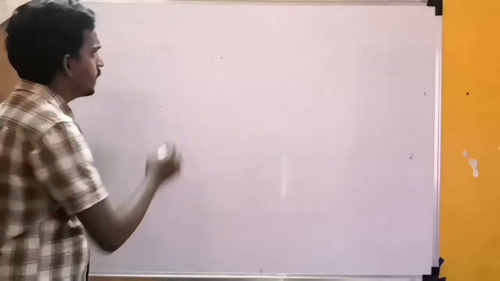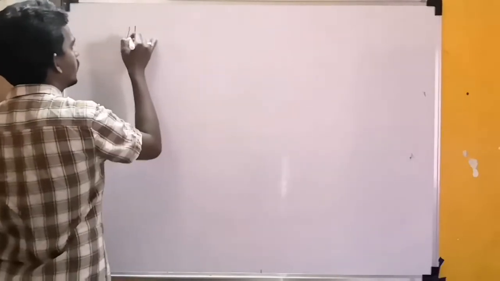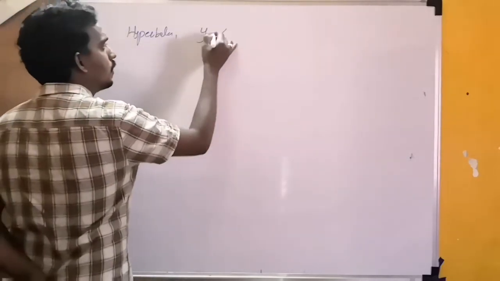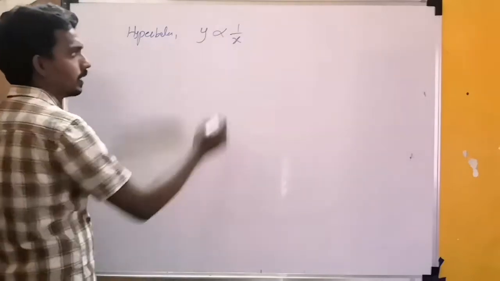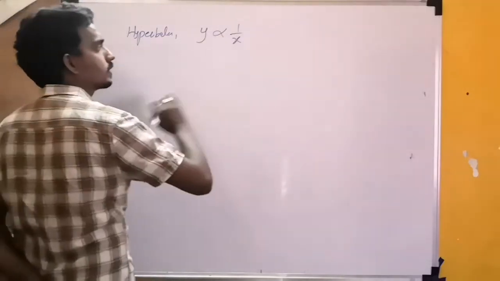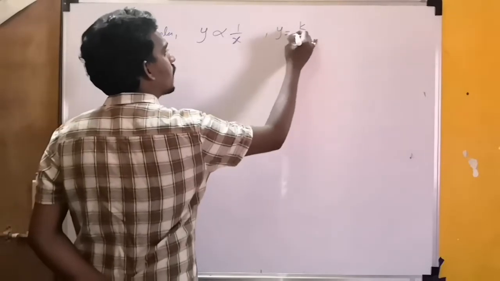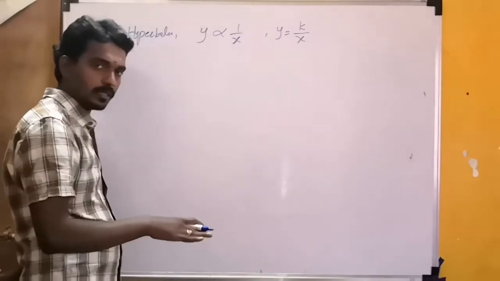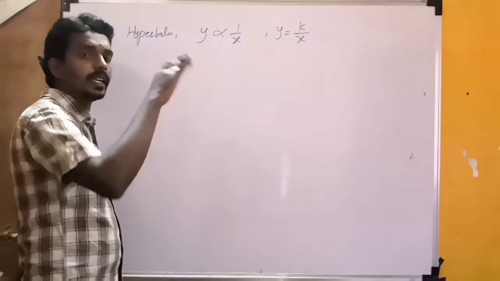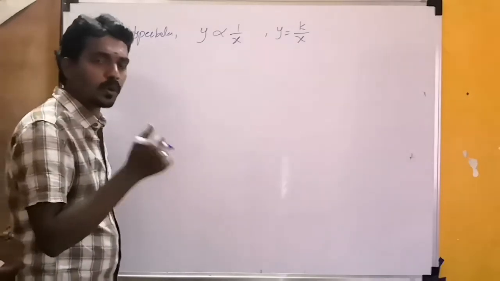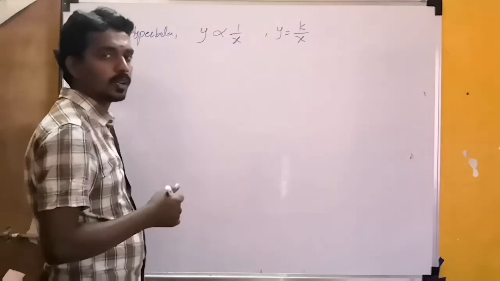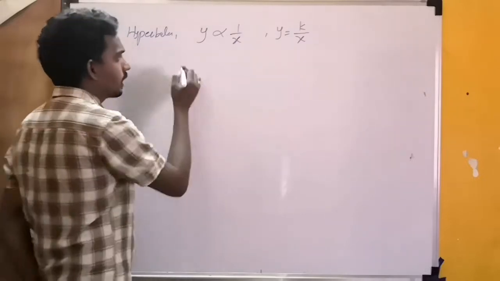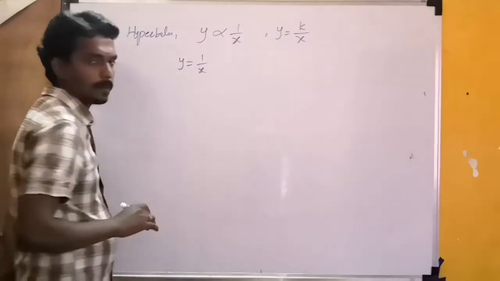Last and final one, that is the hyperbola. Let's take the hyperbola. What is a hyperbola? y proportional to 1 by x. So y equal to some constant by x. When x increases, y decreases. When x decreases, y increases. This is called a reciprocal relation. y is the reciprocal of x, x is the reciprocal of y. So that is like y equal to 1 by x.